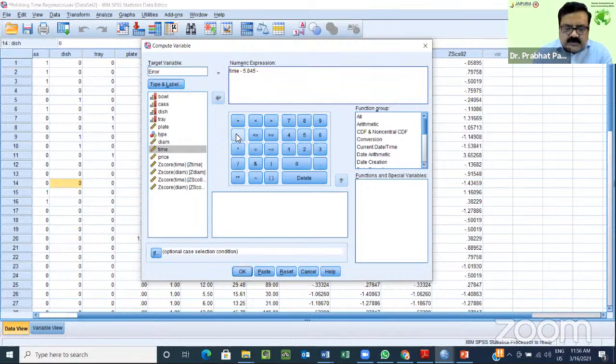And then again, I have to put minus 0.142, and then multiplied by diameter. For multiplication, I'm using the star. So multiplication by diameter. I'm taking diameter from here. So this is the argument I'm building. If I do this, this means I'm calculating y minus y estimated, right? And this is the concept of error. So I'm asking the computer to give me the result in the name of the variable error, and then calculate as per the argument which I have built over there. And then I'm saying okay.